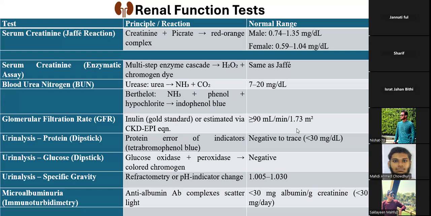Here are the tests for kidney function. There are several tests for kidney dysfunction, and they are tabulated with the test, the principle, and the normal range of each test. The tests are serum creatinine test, glomerular filtration rate, blood urea nitrogen, urinalysis of protein, glucose, specific gravity, and microalbuminuria.